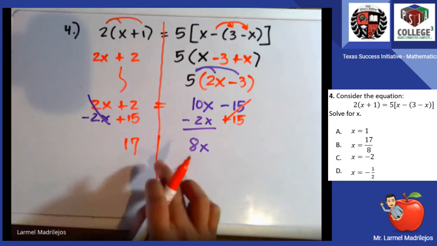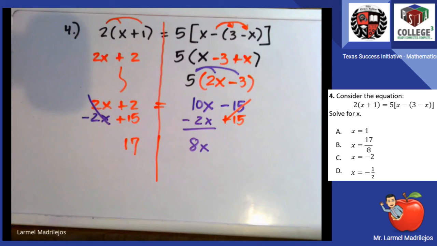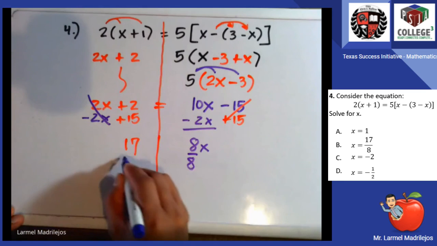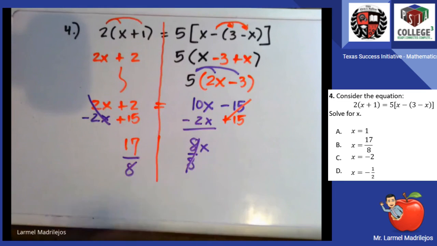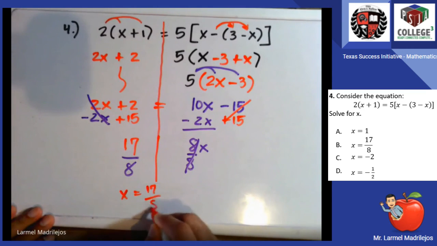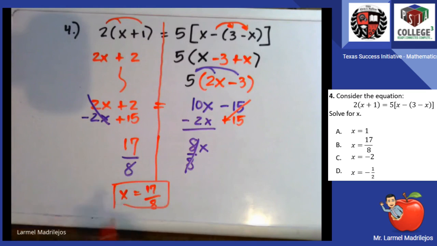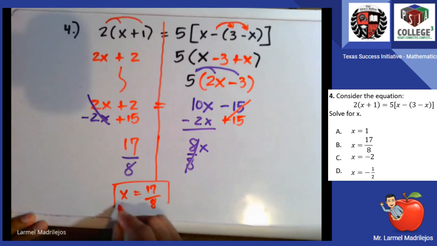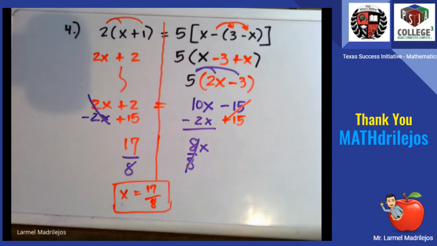17 is equal to 8x. 8x is multiplying, so we need to undo it. We need to divide by 8 on both sides of the equation. So my final answer is x equals 17 over 8. Is that letter B? Okay, the answer is letter B. Thank you.